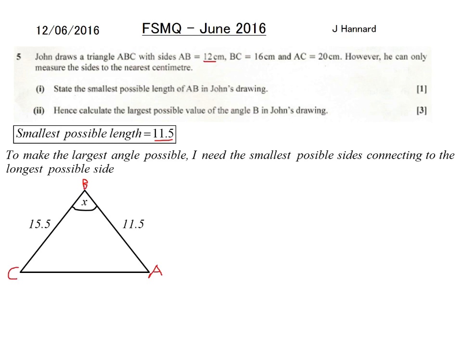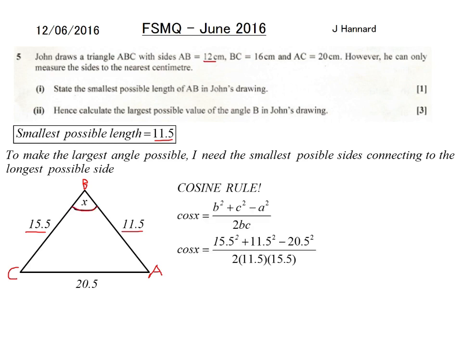Now, the shortest possible lengths of BC and AB are obviously 11.5 and 15.5 from the question. And the longest possible length of AC will be 20.5. And then if I call the angle up here X, then I can do the cosine rule and get that. So my X value is 97.7 degrees, and that is apparently the correct answer. That's what I'd interpret to be the correct answer. So yeah.